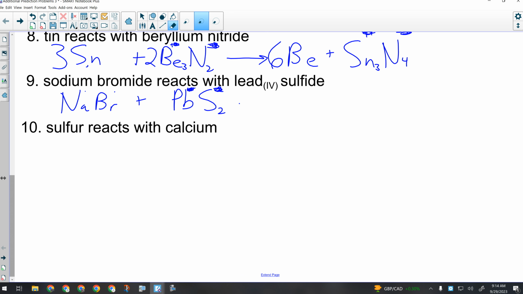What kind of reaction are we looking at here? Double replacement. So we swap the metals. Lead is going to end up with bromine, and sodium is going to end up with sulfur. This was a +4 in the reactants, so it's a +4 in the products. That's a -1, PbBr4. This is a +1, this is a -2, Na2S.